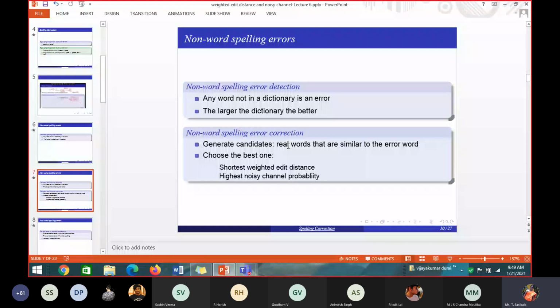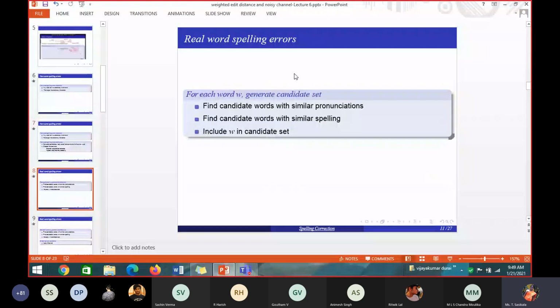So you have to find the candidate words with similar pronunciation. I have an error BHAF. Based on the pronunciation, behalf, what are all the similar words I can put in the candidate set? Words with similar spellings and similar pronunciations I can also put in the candidate set. So include all of these in the candidate set.